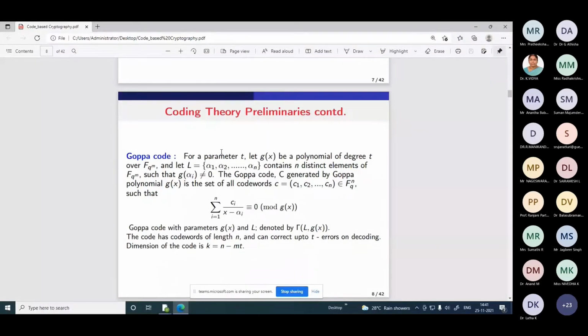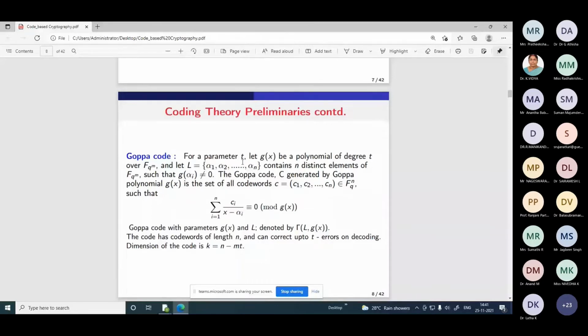There are a number of error correcting codes. Among those, we are choosing the Goppa code. Why we are choosing the Goppa code, we can see later. First of all, we can see what the structure of the Goppa code is. The Goppa code is named after the scientist Goppa, right?